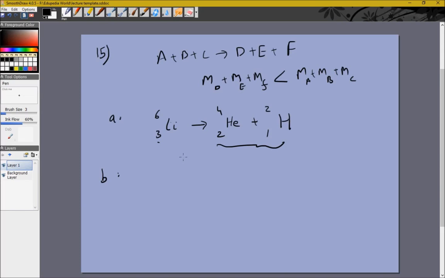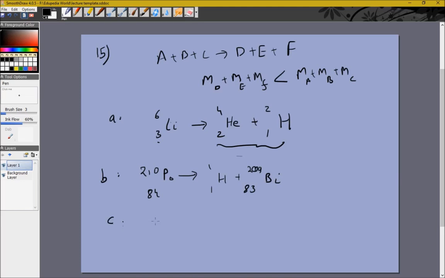So B, polonium emitting a proton will be 210 Po 84, which goes to 1,1 H, which is a proton, plus 209,83 bismuth. You calculate the masses, you will see that this is again not possible. These two have a combined mass greater than this one.